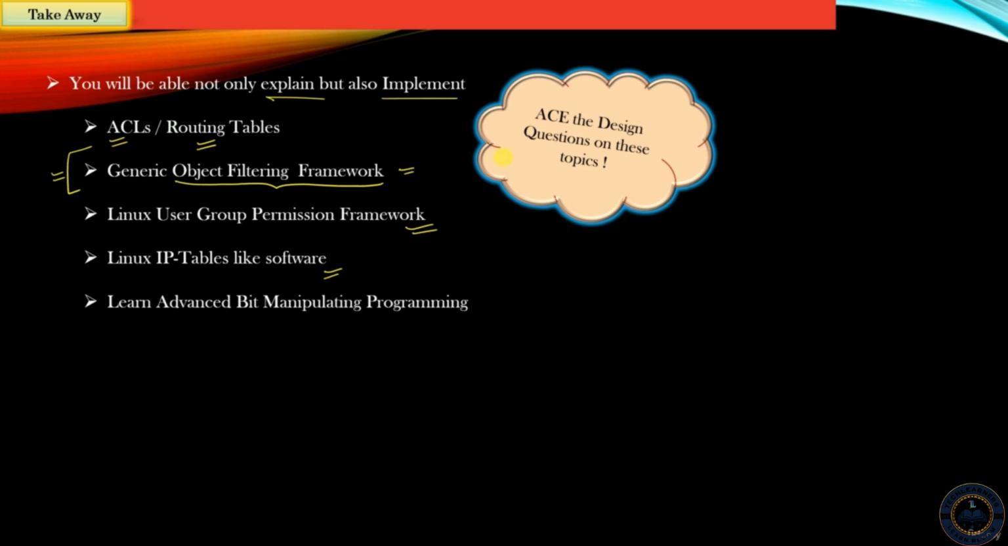All right. All of these features more or less are the same in terms of functionality, and therefore the implementation of all these features behind the scenes requires more or less the same type of data structures. So once you are equipped with the knowledge regarding how to design access control lists or routing tables, you would be in a position to enhance the final product of this course, that is the mtrie library, to implement object filtering, a Linux user group framework, or Linux iptables-like software.